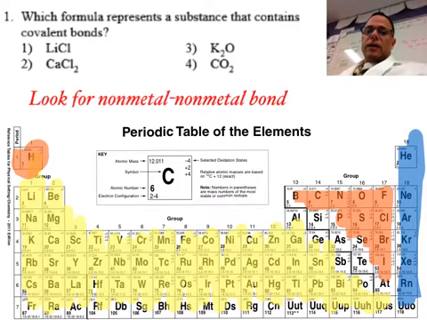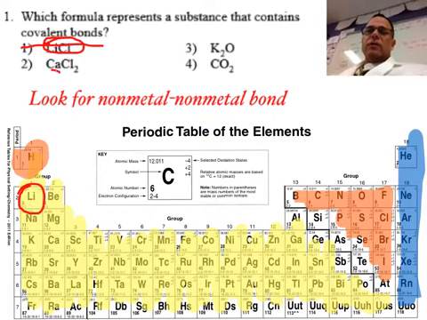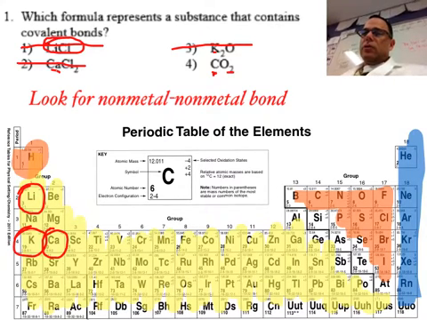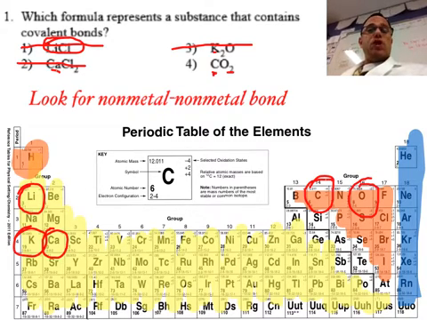Let's take a look at lithium and chlorine. Lithium is a metal right then and there, cannot be lithium. Calcium is a metal. It cannot be calcium. Potassium is a metal, cannot be potassium. And carbon and oxygen, here is carbon, here is oxygen. Both nonmetals, they will share electrons. It is a covalent bond.